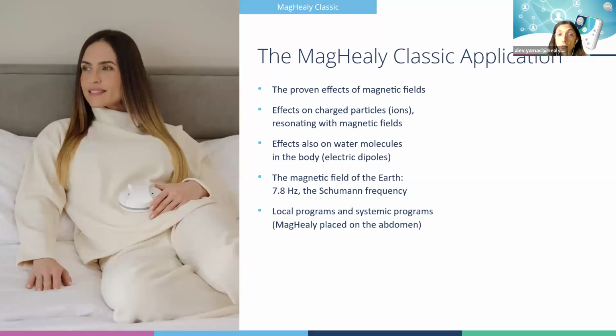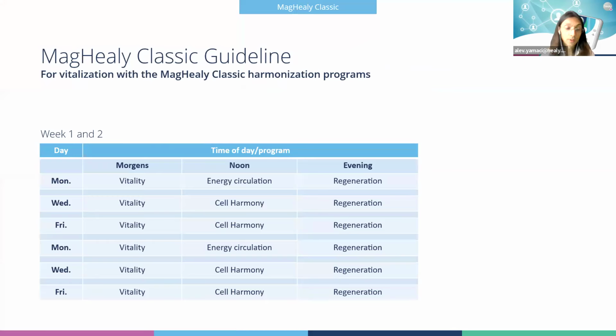Now we have the classic application. So what lies behind the classic application? For the classic applications, we basically looked at all the studies out there and what magnetic field devices are doing, and we put it in one program group. Those are more or less the proven effects of magnetic fields. One is of course the Schumann frequency, which is quite important. And you have again local and systemic programs. So this is a small guide. In the morning you can do vitality, then energy, circulation, cell harmony, and regeneration in the evening, which is also quite important.